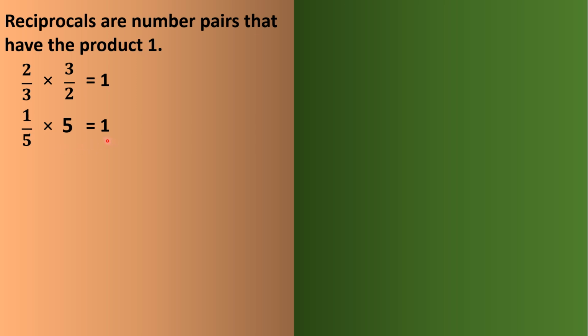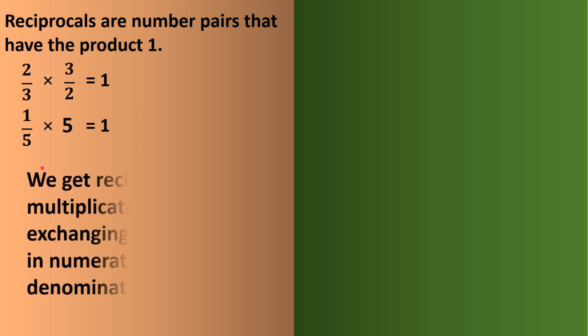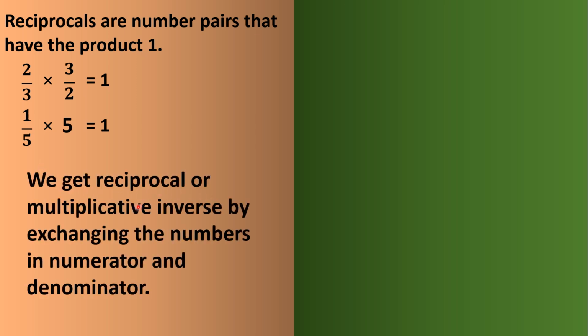And one more thing, we can use the term multiplicative inverse also for reciprocal. It means the multiplicative inverse of 2 by 3 is 3 by 2, or we can say the reciprocal of 2 by 3 is 3 by 2. In a similar way, the reciprocal of 3 by 2 is 2 by 3. How can we find the reciprocal or multiplicative inverse? We get it by exchanging the numbers in numerator and denominator.